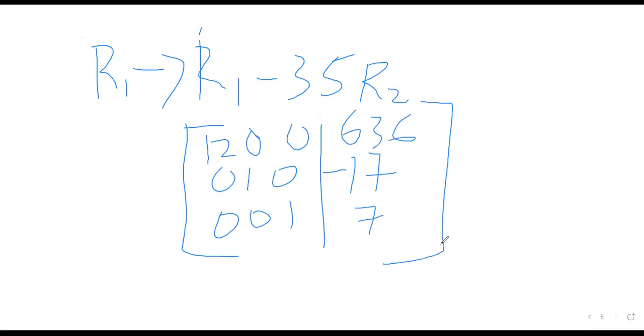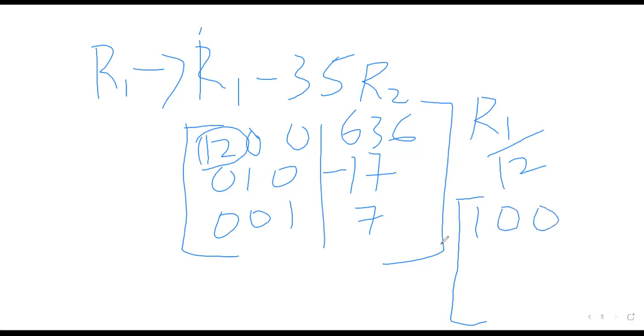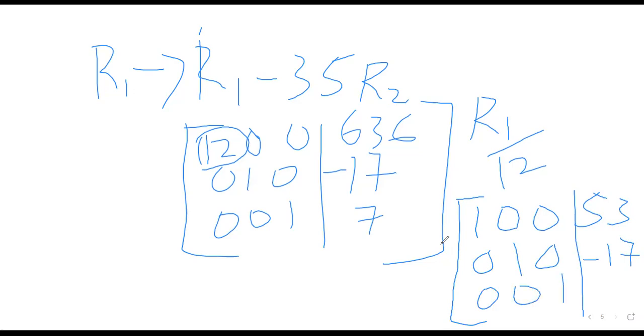Now we want to change this 12 to 1 right now. So how do we do that? If we want to change it to 1, then we'll do row 1 divided by 12. 12 divided by 12 is 1. 0 divided by 12 is 0. And 636 divided by 12 is 53. And then 0, 1, 0, negative 17, and then 0, 0, 1, 7.